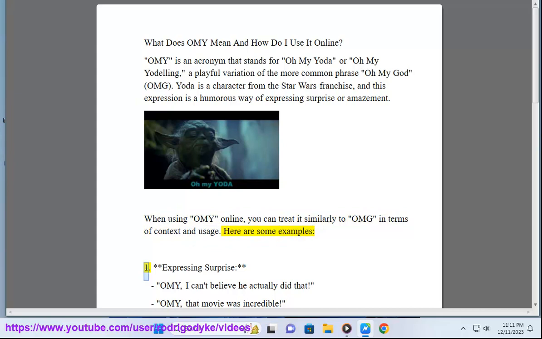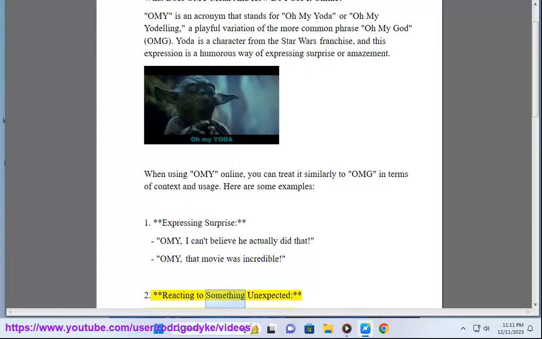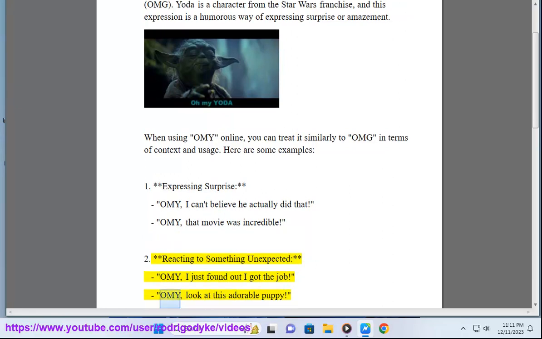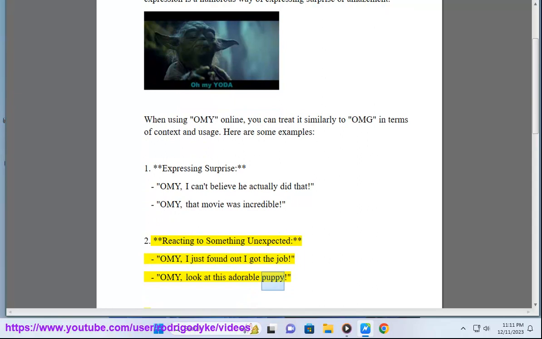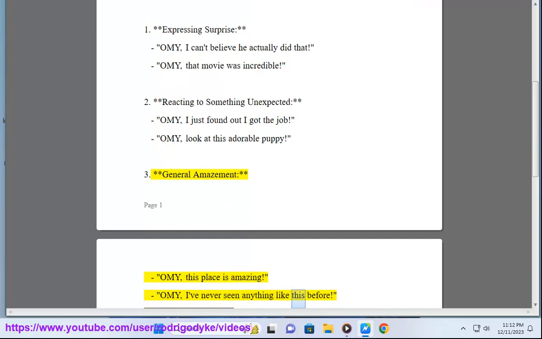Here are some examples. 1. Expressing surprise: OMY, I can't believe he actually did that. OMY, that movie was incredible. 2. Reacting to something unexpected: OMY, I just found out I got the job. OMY, look at this adorable puppy. 3. General amazement: OMY, this place is amazing. OMY, I've never seen anything like this before.